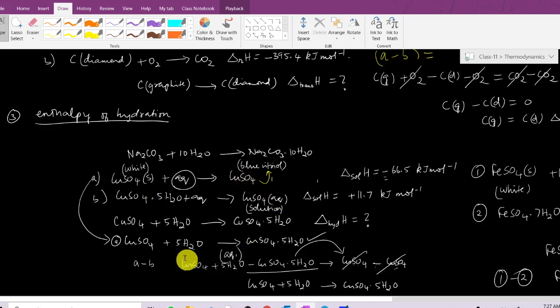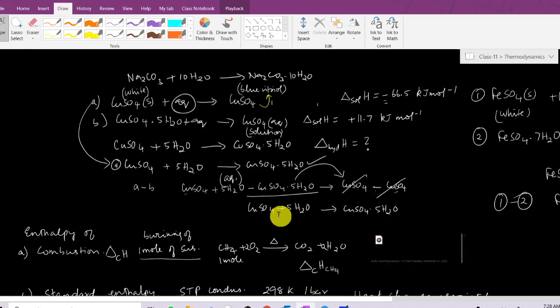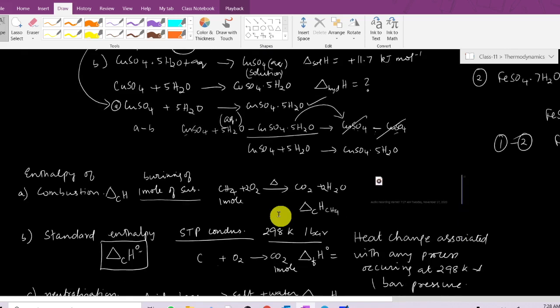So what you have to do is subtract. If you subtract A minus B, you get CuSO4 plus 5H2O minus CuSO4·5H2O equals the difference, the CuSO4 minus CuSO4, you get it on this side. So you can calculate the enthalpy of hydration using this.